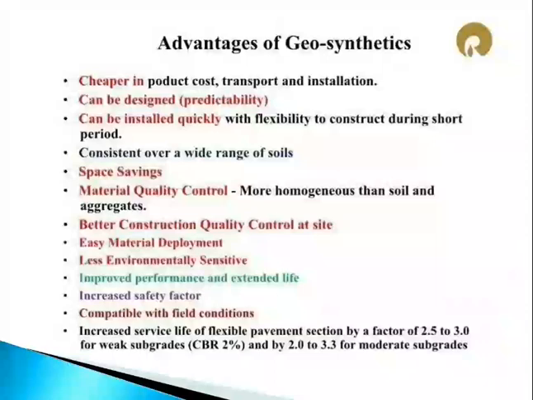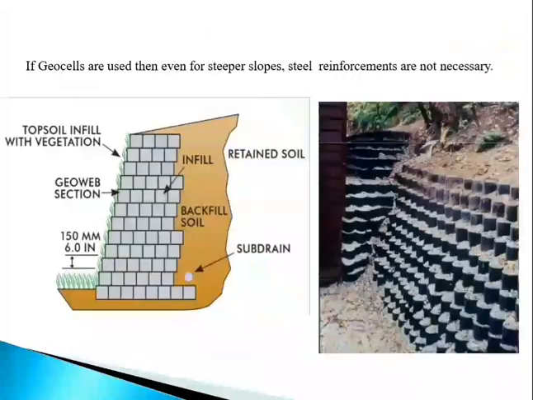compatible with the field condition, increases service life of flexible pavement section by a factor of 2.5 to 3.0 for weak subgrade, where CBR value, the California bearing ratio, is 2%, and by 2.0 to 3.3 for moderate subgrade.